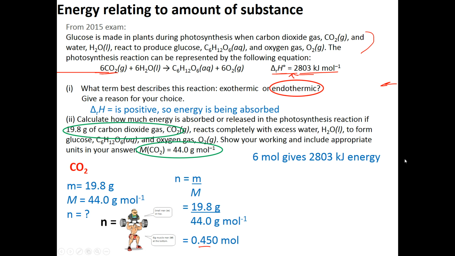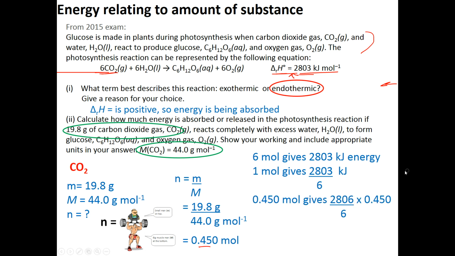So if 6 moles gives that amount, then 1 mole will give 1/6 of that amount. So you take the 2,803 and divide by 6. And we want, though, for just under half a mole, 0.45. So we multiply it by 0.45, and we get an answer of 210 kilojoules.